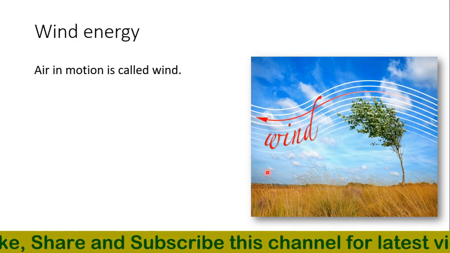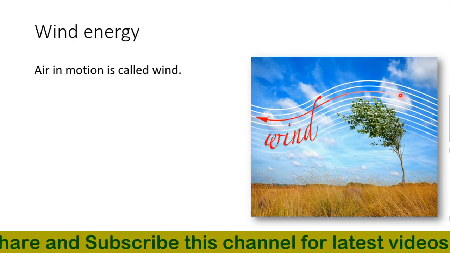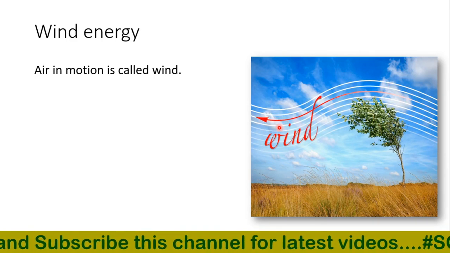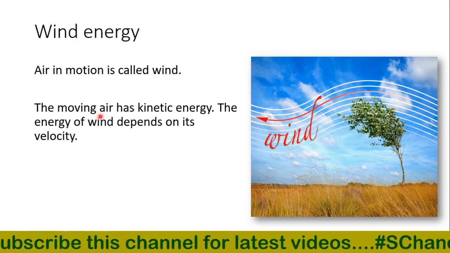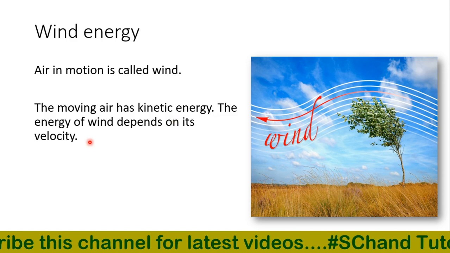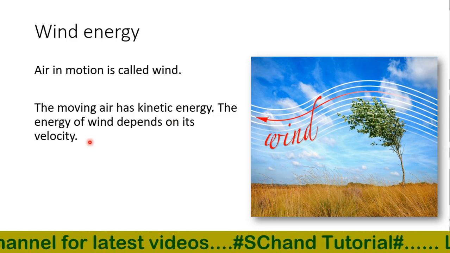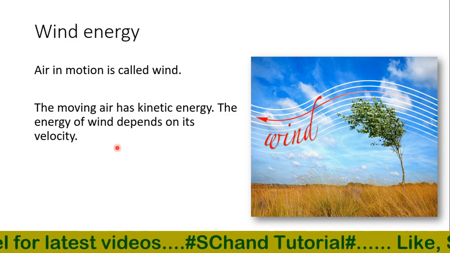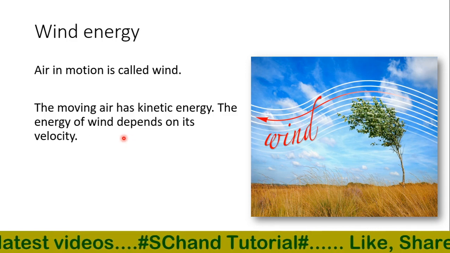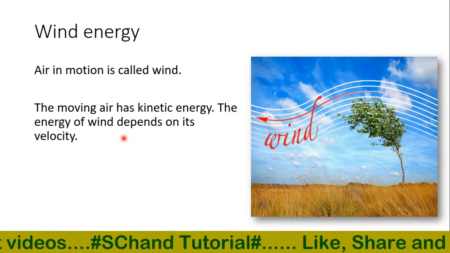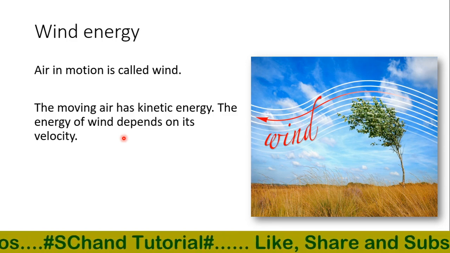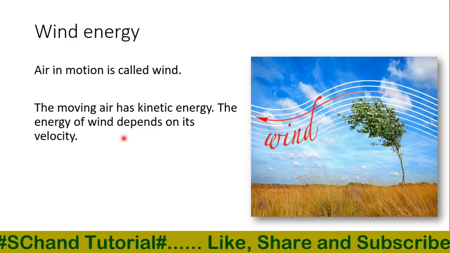Then next we have wind energy. Air in motion is known as the wind, the moving air. The moving air has kinetic energy, so the energy of the wind depends on its velocity. If the air is stationary, it has no kinetic energy. When it starts moving, the energy increases in proportion to its velocity. It means the more the velocity, the more the kinetic energy.